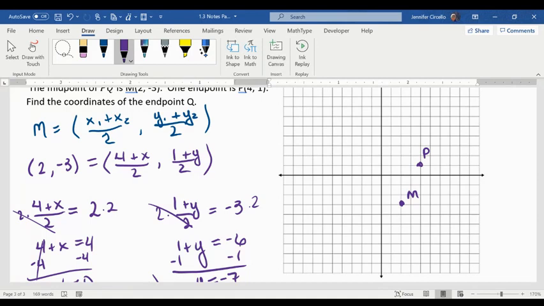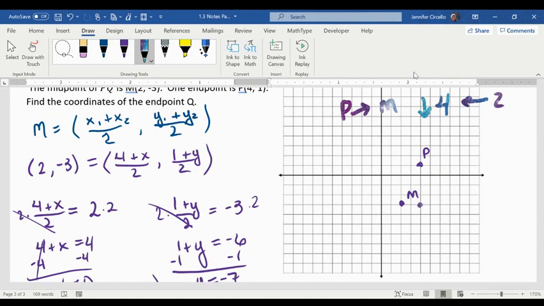So you kind of use the concept of slope for this one. So if I go from P to M, I can see that I go down 1, 2, 3, 4. So if I go from P to M, I have to go down 4. Okay, so then I am at this spot right here. And then I have to go to the left 2. So then I go this way 2.